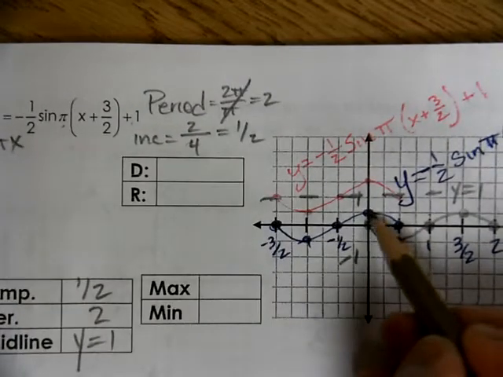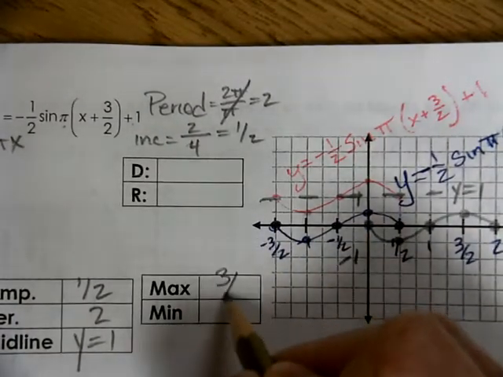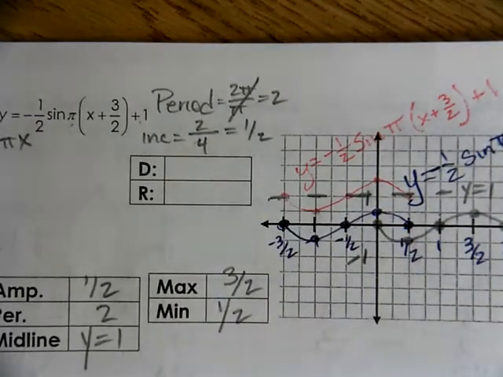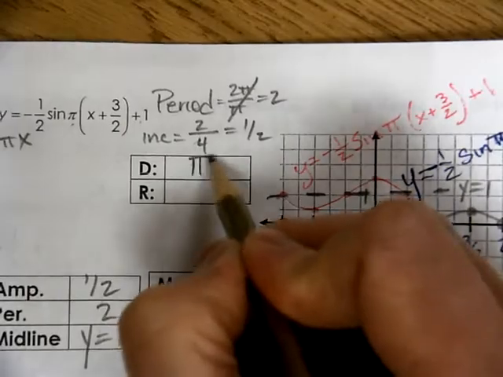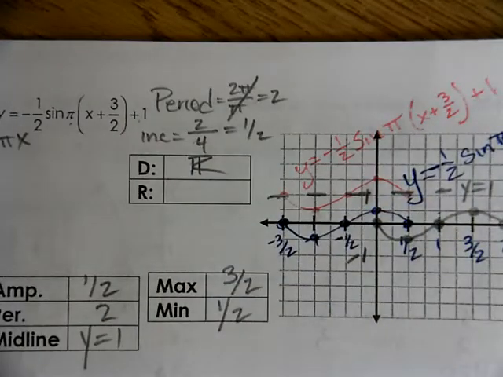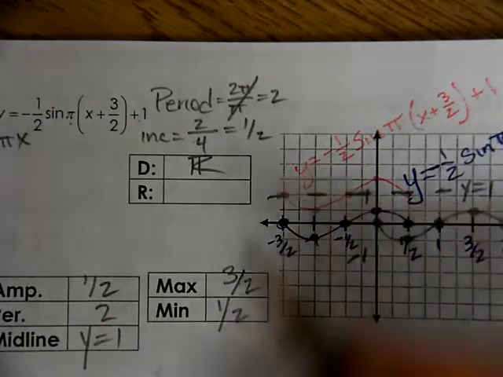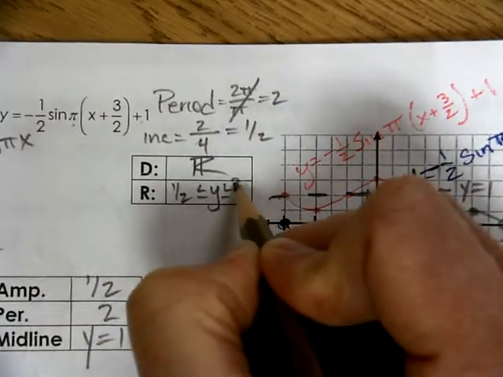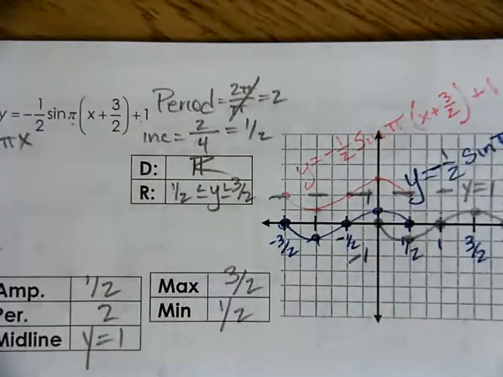My maximum value is 3/2. My minimum value is 1/2. My domain is always all real numbers for these trig functions. And the range goes from 1/2 all the way up to 3/2.